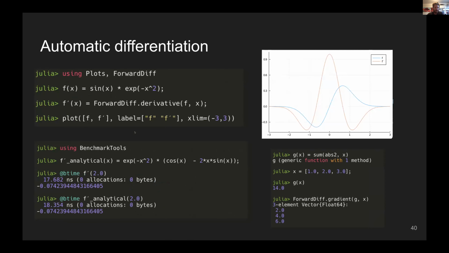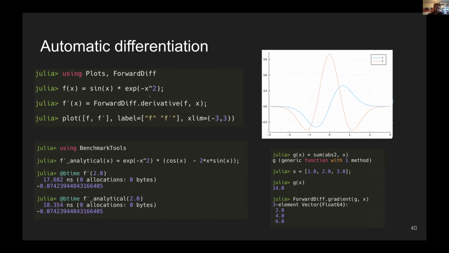The second cool thing I want to show is automatic differentiation. So here I'm using a package called ForwardDiff, and I define some function. And then what I can basically say is, I want the derivative of this function. And then this function will now be the derivative. And I can plot it here. So I'm plotting the function and then the derivative here.